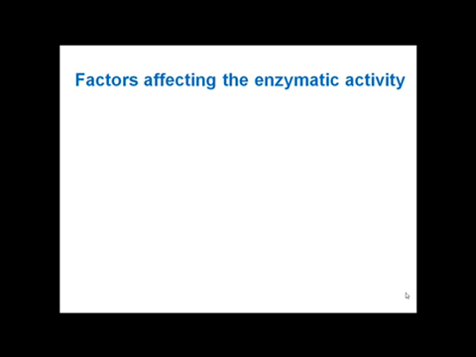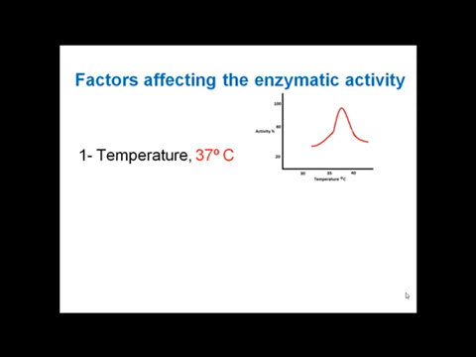Two factors will be determinant for the enzymatic activity: temperature and pH. The temperature of a human body is 37 degrees Celsius, and so is the temperature inside cells and different organs where reactions take place. The graph shows an optimum activity at 37 degrees Celsius. This activity decreases below or above that temperature of 37 degrees Celsius.